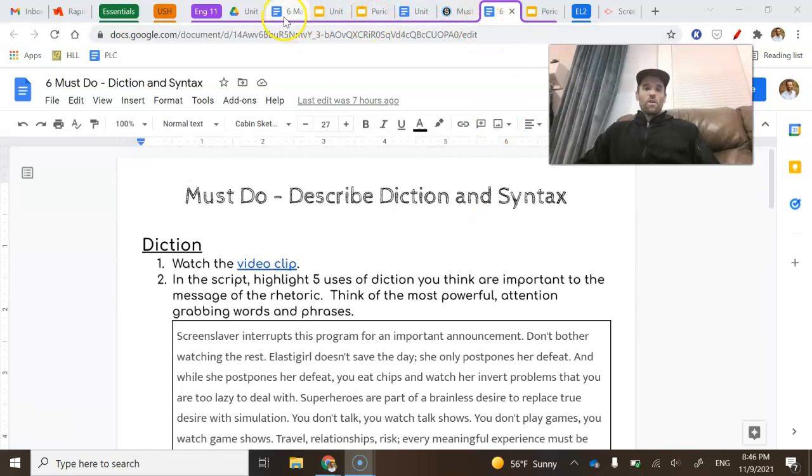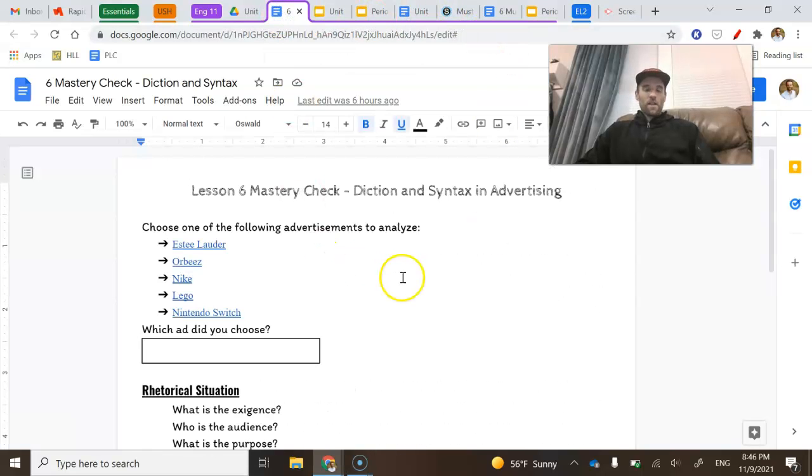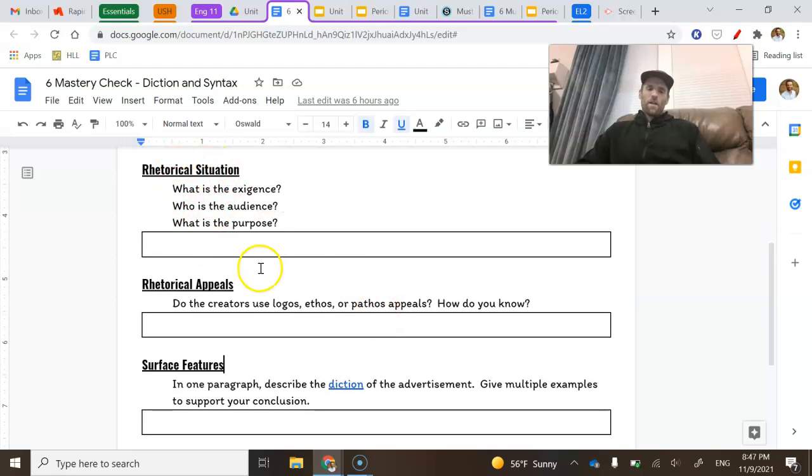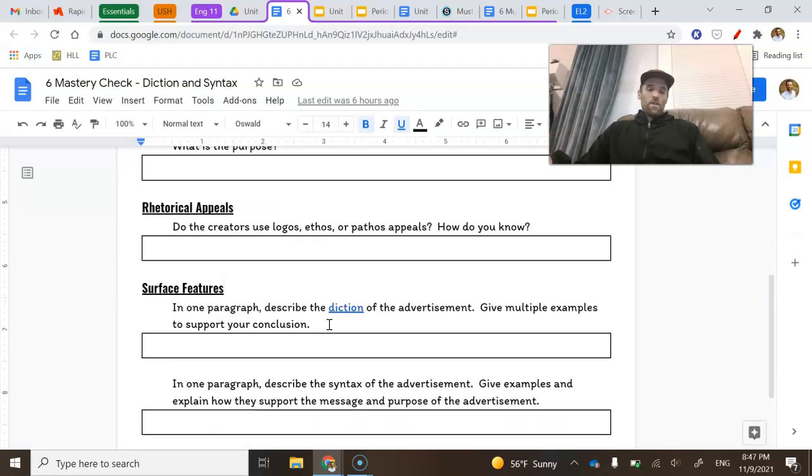That's the must-do. And then when you go to the mastery check, which is the second thing, you will choose one of these advertisements. There are 5 options. Just write in the option. Like if you choose Nike, just write Nike in the box here. And then you will quickly describe the rhetorical situation, because you're so good at that now with all your practice. Rhetorical appeals, you're also really good at that. Logos, ethos, or pathos, how do you know?